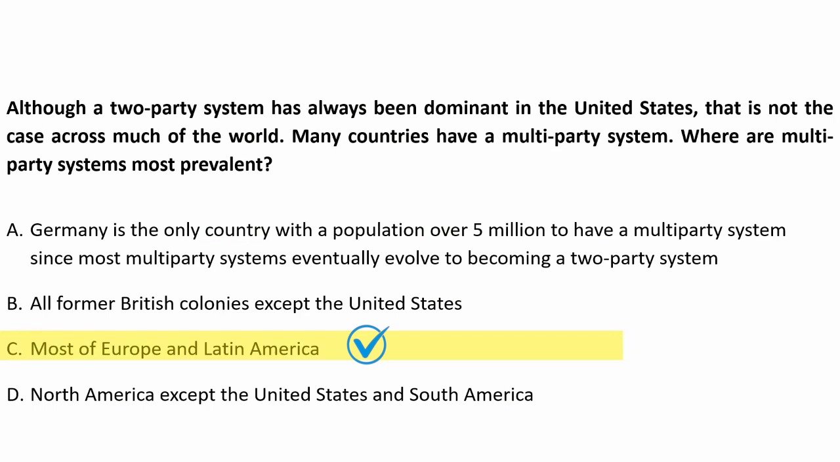Outside of Britain, most of Europe actually has a pretty robust multi-party system where coalition building between parties is often required since one party rarely gets a majority of the votes. In the Americas, the former British colonies, that includes the United States and Canada, are the main two-party systems, while most of Latin America has adopted a multi-party system.